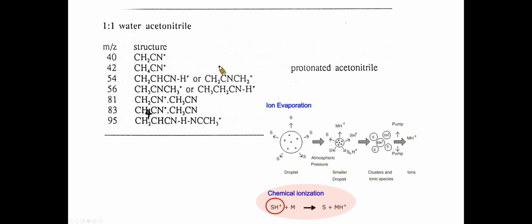If we use 1:1 water and acetonitrile as the mobile phase, we would have a totally different profile of reagent ions, such as 40, CH2CN+, 42, CH4CN+, protonated acetonitrile, etc. The positively charged reagent ions can further initiate the chemical ionization.